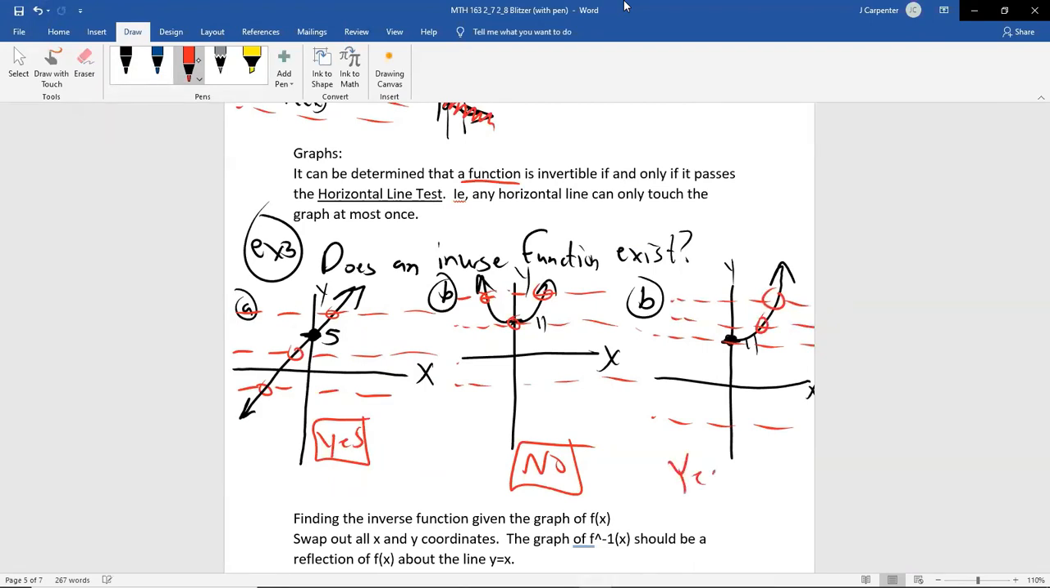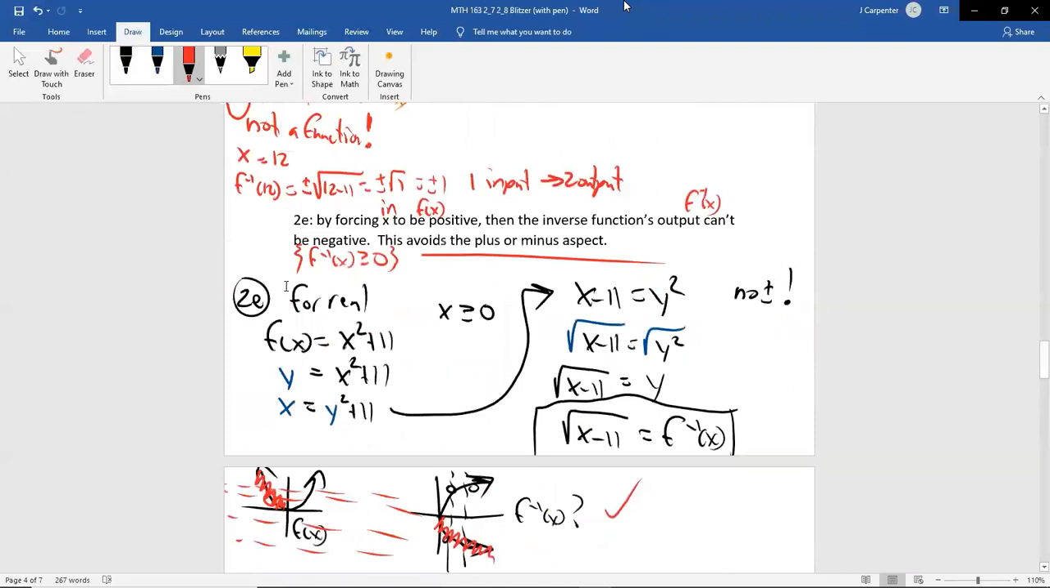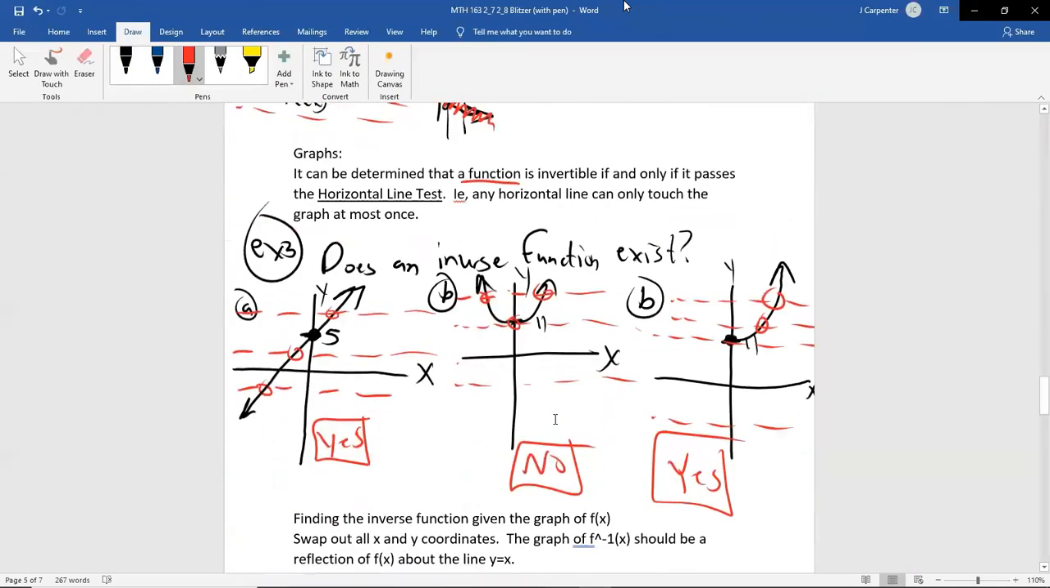So yes, this is a function, as it should be, because we already proved analytically when we had the restriction, when we cut the negative x values off, it was a function because there was no plus or minus in the inverse. And that was not a B, that was a C. Silly me.